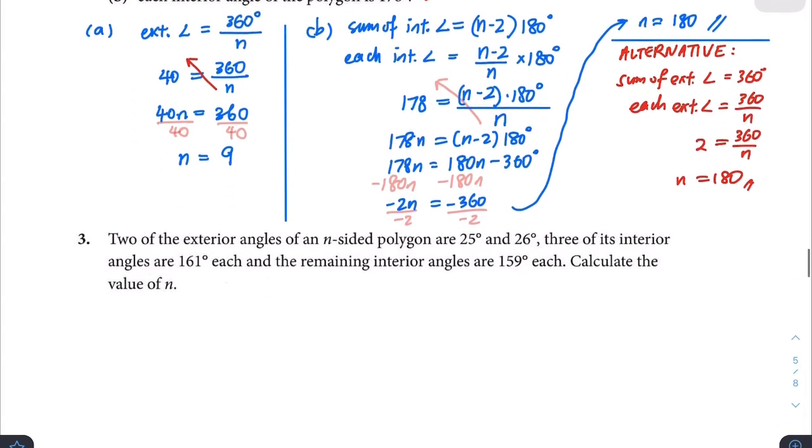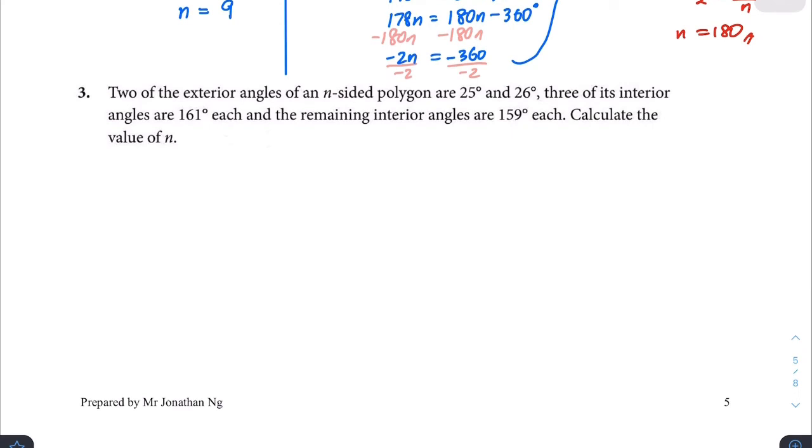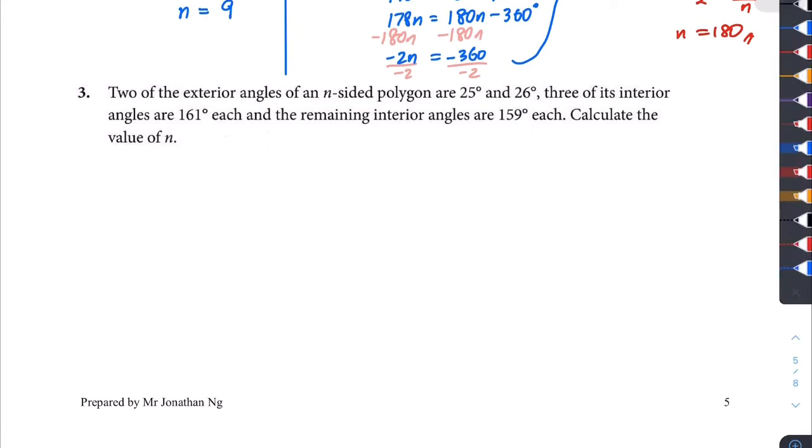Two of the exterior angles of an n-sided polygon are 25 and 26. Three of the interior angles are 161. The remaining angles are 159 each. Calculate the value of n. Here we cannot use the exterior angles directly, because the interior angles are different, so the exterior angles must also be different. Oh wait, actually we can use them, because they give us two exterior angles.